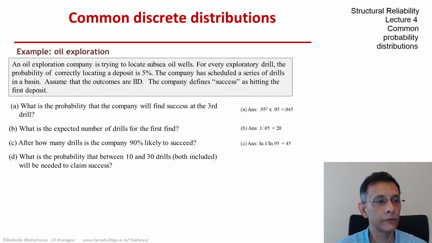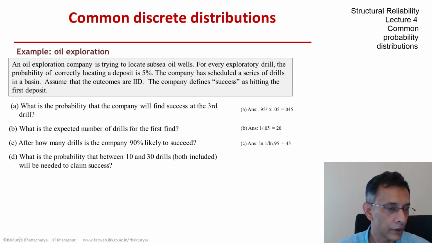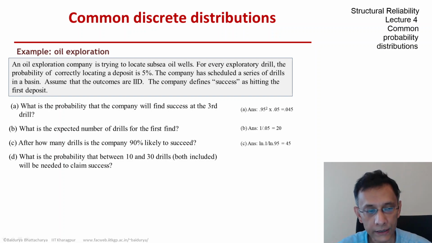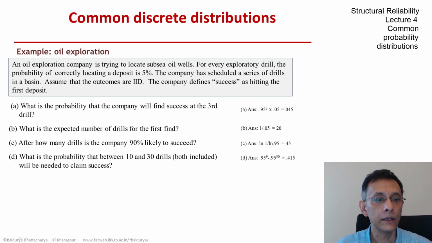Now question number 4, part D, that also is an application of the geometric CDF, that 10, 11, 12, all the way up to 30 trials would be needed for the first success. So we are looking at the difference of the geometric CDF. Since it's 10 or more, we have to take the difference of the CDF at 30 and 9. If you take the difference, the answer should be about 41.5%.